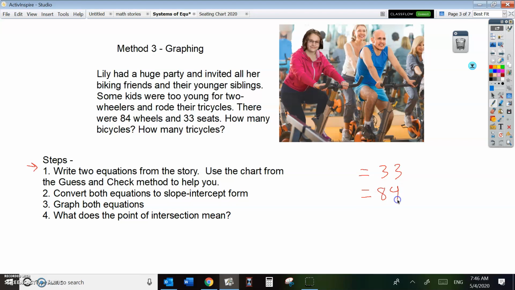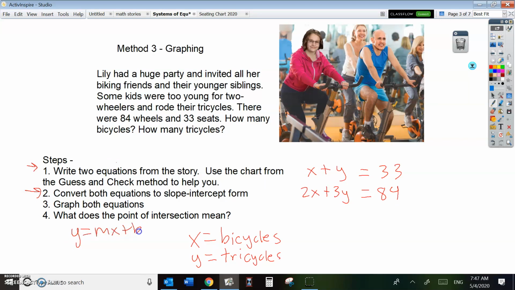and 84 total wheels. So if we have bicycles equal x and tricycles equals y, we know that bicycles plus tricycles equals 33. And we know that bicycles have 2 wheels and tricycles have 3 wheels. Now you need to convert both equations to slope-intercept form. Slope-intercept form is y equals mx plus b. You have the slope, and you've got your y-intercept.